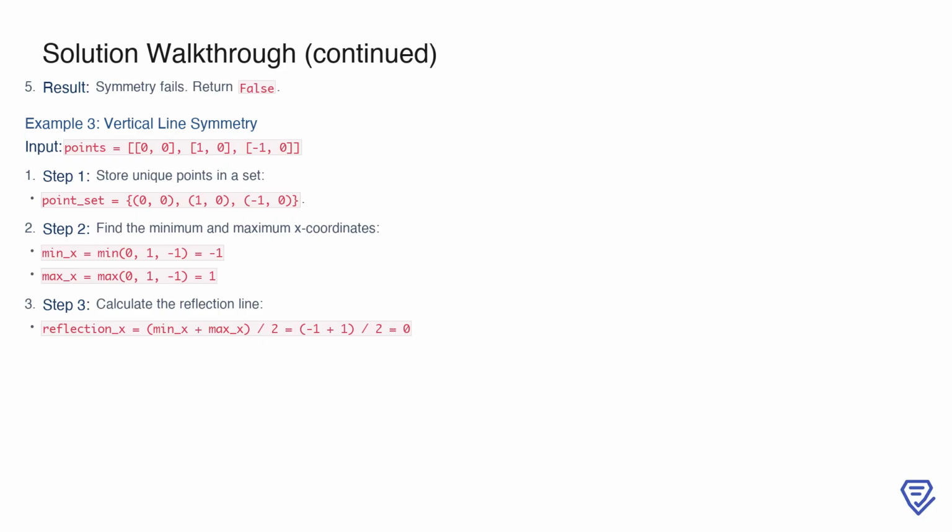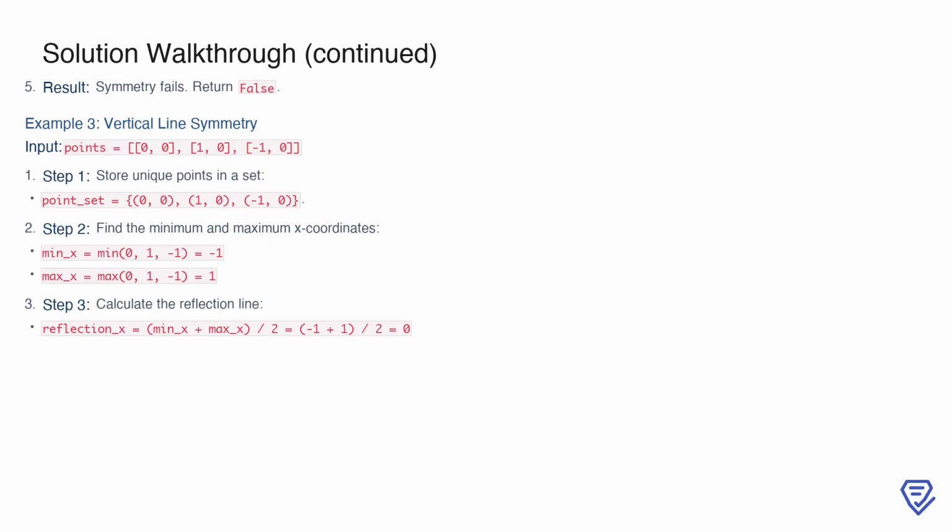Now, let's consider a third scenario where the input points are (0, 0), (1, 0), (-1, 0). We follow the same process, starting by storing the unique points in a set, which becomes {(0, 0), (1, 0), (-1, 0)}. Next, we identify the minimum and maximum x coordinates. The minimum x is -1, and the maximum x is 1. Using the formula for the reflection line, we calculate the line's x coordinate as (min_x + max_x) / 2, which evaluates to x equals 0.